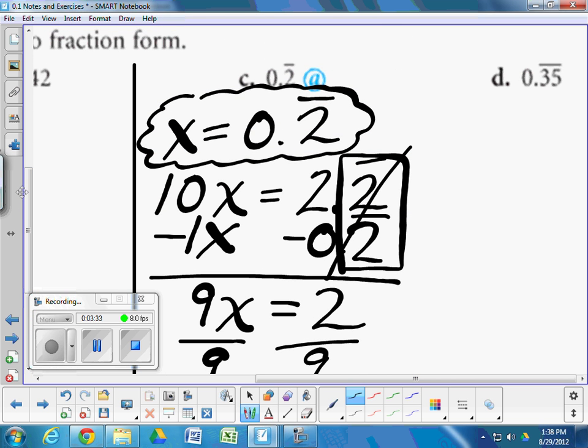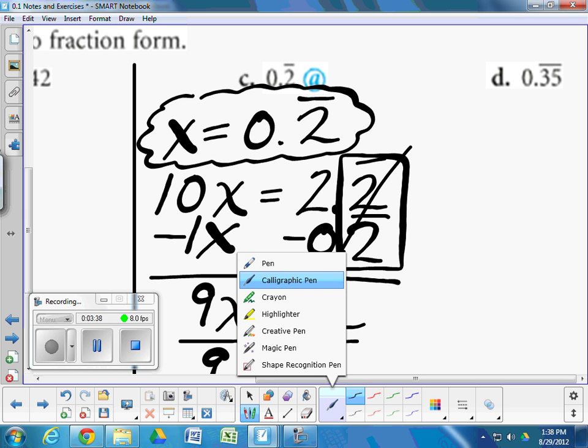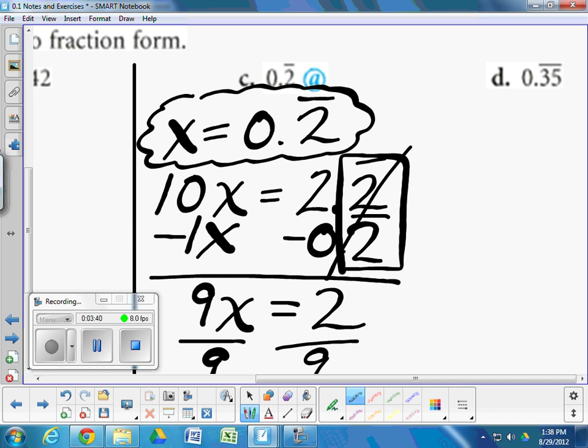I'm going to switch pens. Is everybody okay with that? I'm going to switch pens. Let's try a crayon. Let's see how this goes. Alright, I don't know. Let me go.